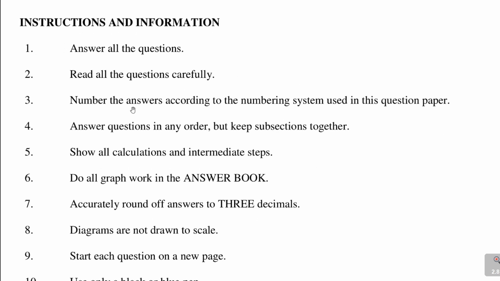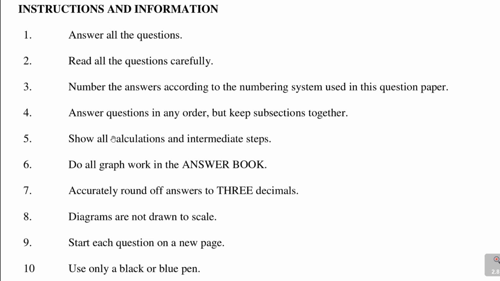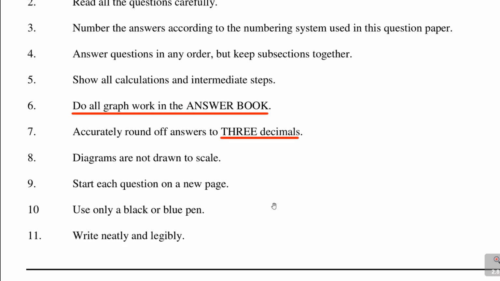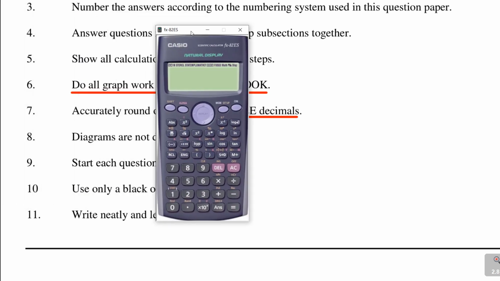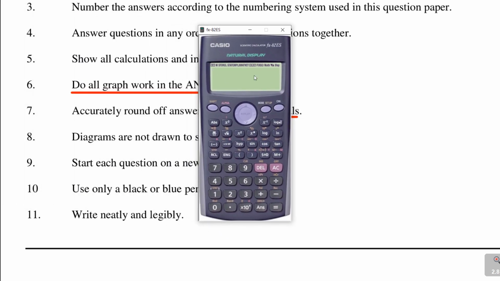Okay, so these instructions, guys, are common. And then the answer book, there is no graph paper, by the way, in N3. You must do all your questions in the answer book given. So you sketch, it's just a sketch. All right, please don't forget, don't use Tipex, you just scratch out if ever you make an error. Another one, our answers must be rounded off to 3 decimal places. All right, write neatly and legibly. And I'm going to be using my calculator here, which is my Casio. This is the calculator that I'm going to be using going through this.